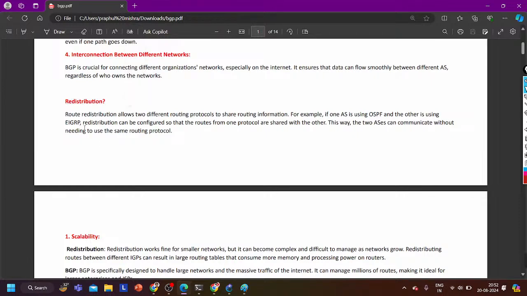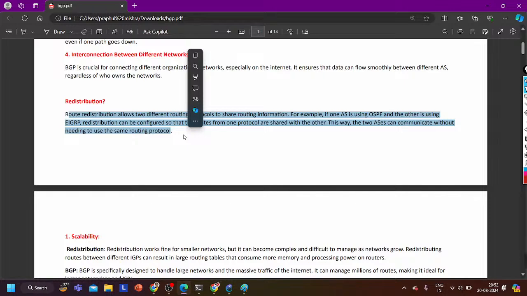What do you mean by redistribution? Redistribution allows two different routing protocols to share routing information. For example, one AS is using OSPF and the other is using EIGRP. Redistribution can be configured so that the routes from one protocol are shared with the other. This way, two ASes can communicate without needing to use the same routing protocol. Right? With the help of redistribution, you can make communication between two different routing protocols.